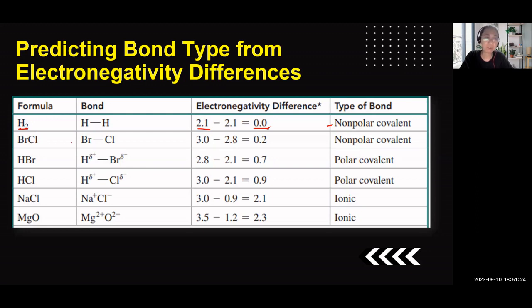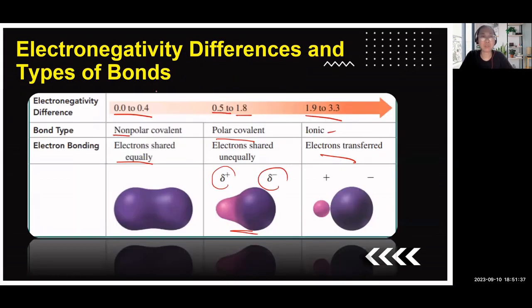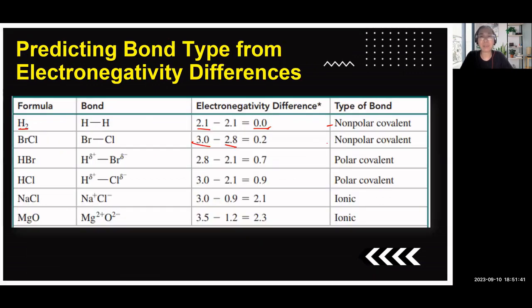For the second example, we have bromine monochloride. For bromine monochloride, the electronegativity value of bromine is equal to 3, and the one for chlorine is 2.8. So the difference between the two is 0.2. Since this one is in the range of 0 to 0.4, therefore we say that here you have a non-polar covalent bond.